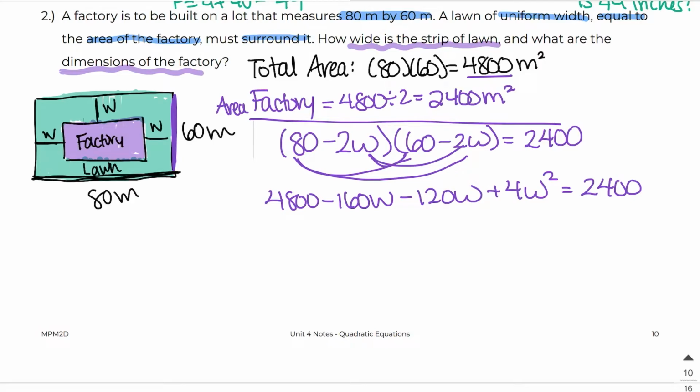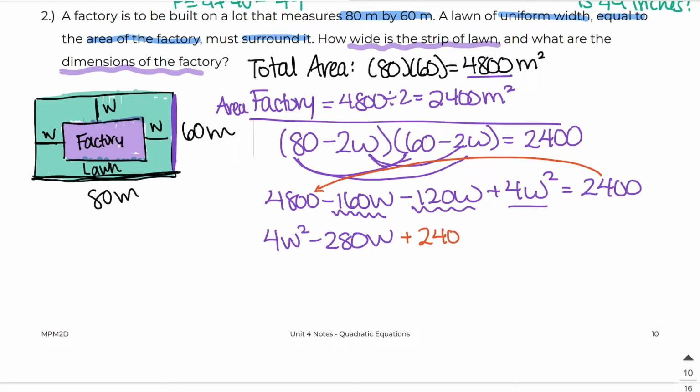First thing I'm going to do is put my left side in descending order. So the first term that we have here is 4W squared, okay? Then I've got the W's right here, and I'm going to collect these together, and that gives me negative 280W. And then I'm going to get rid of this 2,400 right here, and I'm going to move it to the other side. So I'm going to subtract 2,400 from the 4,800, and I get 2,400. And this should equal 0.